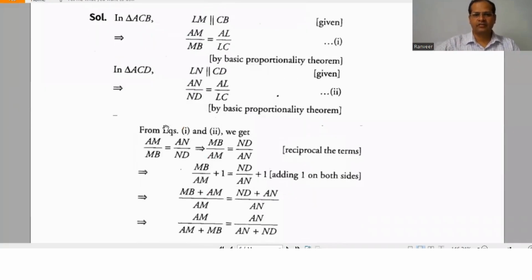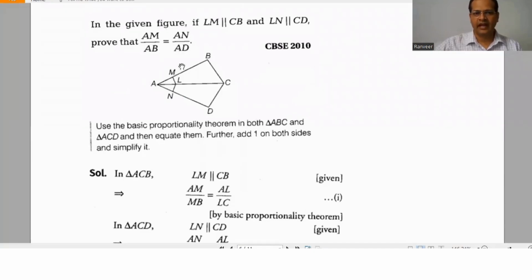So in this first and second, on the right hand side, if you see the ratio, AL by LC is equal in both. So definitely AM by MB equals AN by ND. So from this first and second, we can write this. First of all, we have to take the reciprocal, so MB by AM equals ND by AN. Now the trick of this question is that one is smaller, and AB is in the denominator, which is the bigger value.